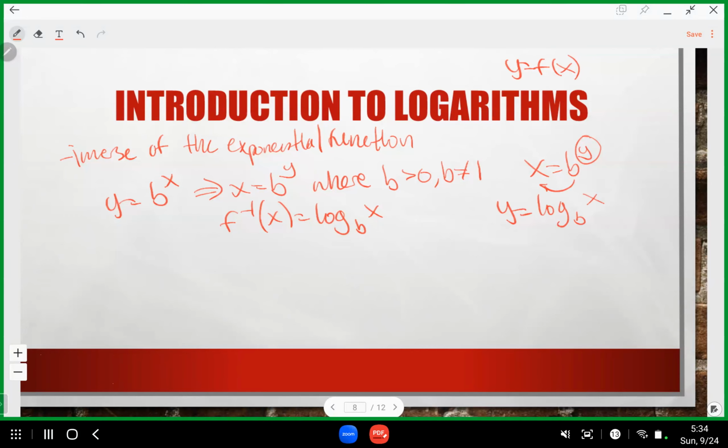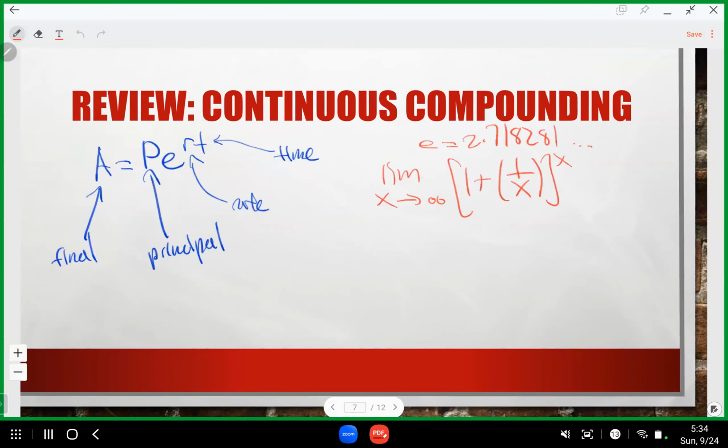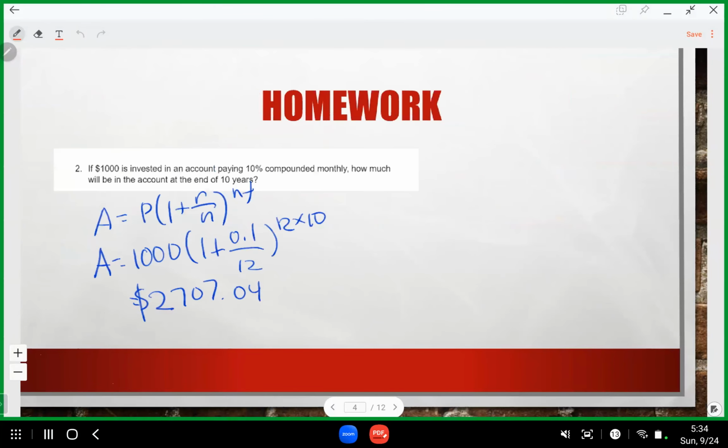One more thing about log. We'll talk about how to solve logs later on when we talk about properties. So just know how to rearrange a log for now. And let's go back to the homework problem.